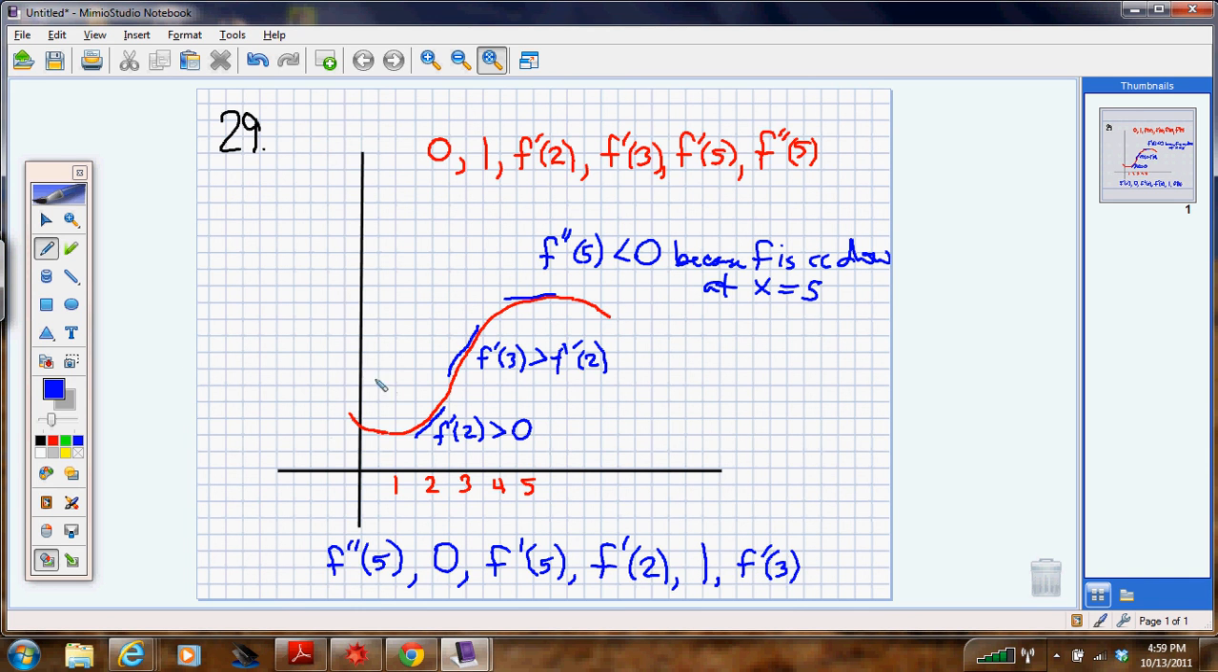So once again, we're looking at the graph of f, and by looking at the graph of f at these specific values, we're able to determine the relationship, roughly, of the derivatives at certain points, a couple of constants, 0 and 1, and the second derivative at one point. And hopefully that was helpful.